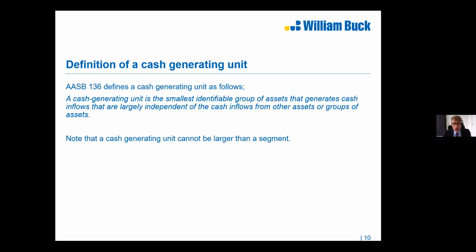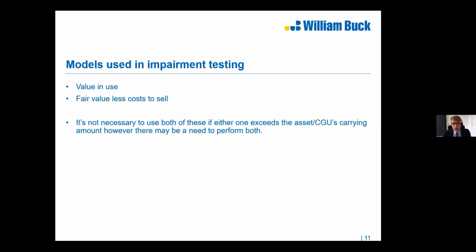Just to note, you can't have a cash generating unit larger than a segment. So you couldn't say, okay, I've got 1 cash generating unit being the whole construction company and then have the 2 segments. You wouldn't be able to do that under the standard. So you always have to have more or the same number of cash generating units as you do segments.